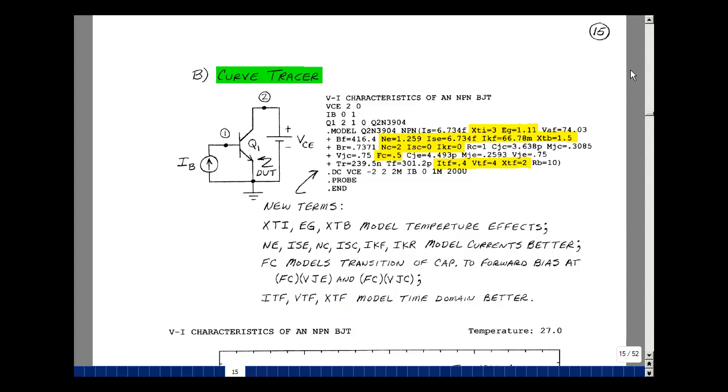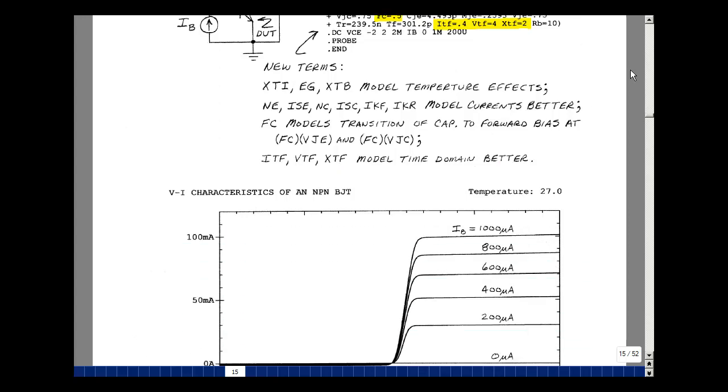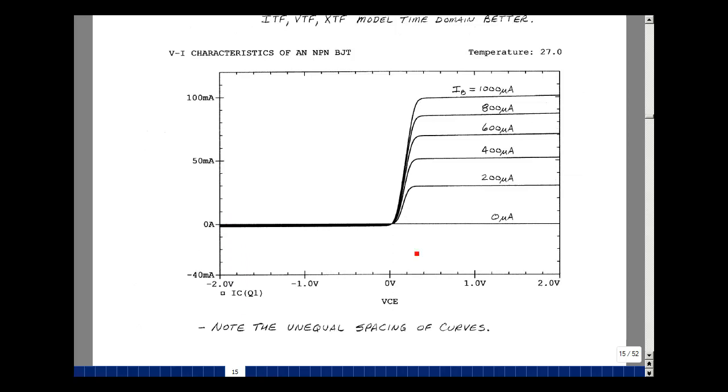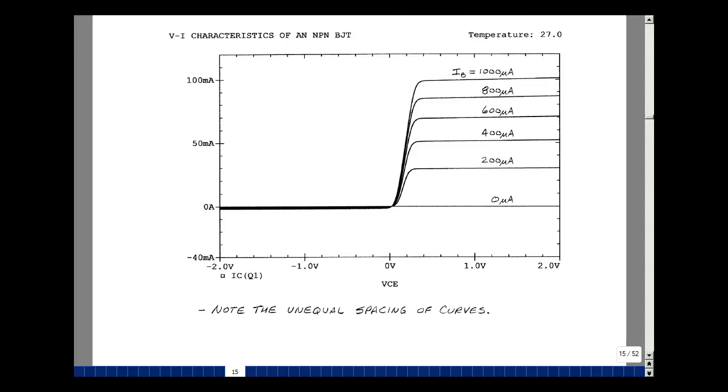Let's take a look at what the curves look like. If we were to plot the collector current versus the collector emitter voltage, you can see quite dramatically things have changed, that the spacing between the lines now is not uniform. This is because of that second diode that's been added for each diode. We also have a set of curves in the third quadrant, and we'll take a look at those on the next page.